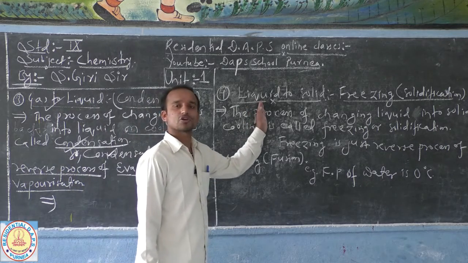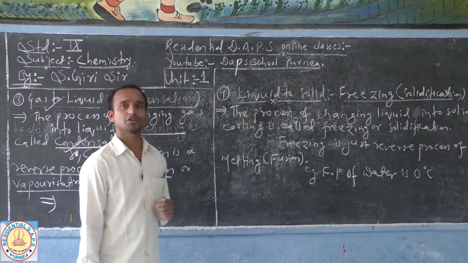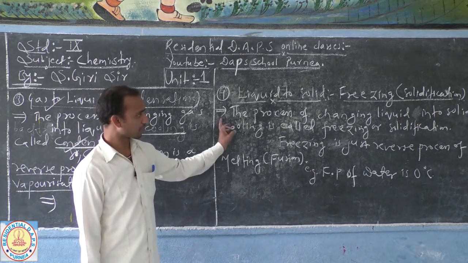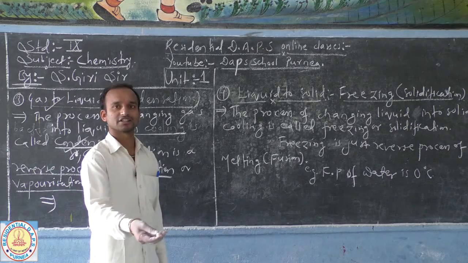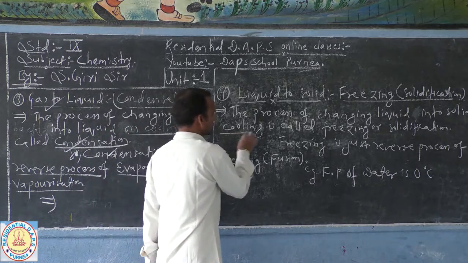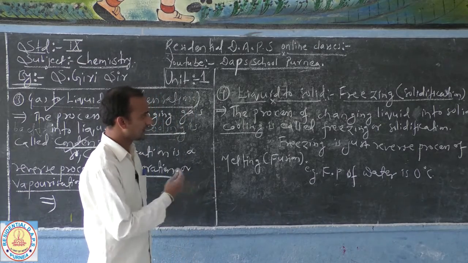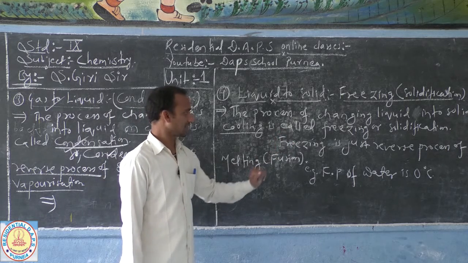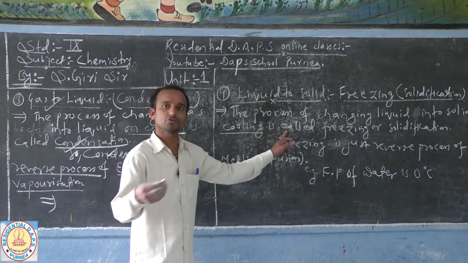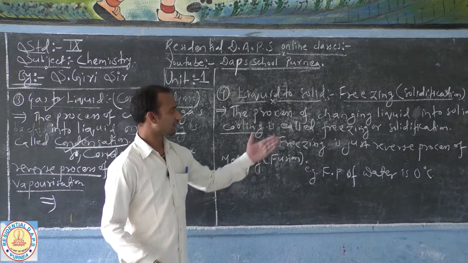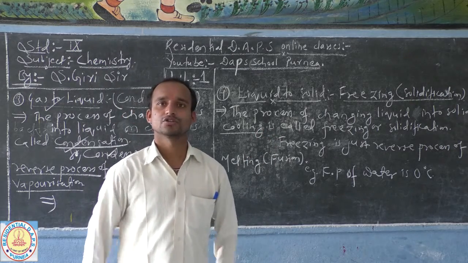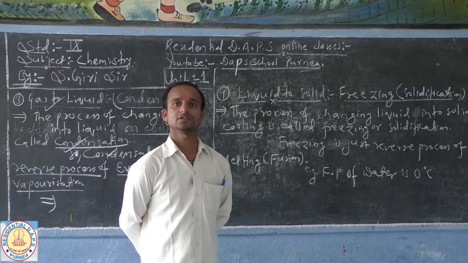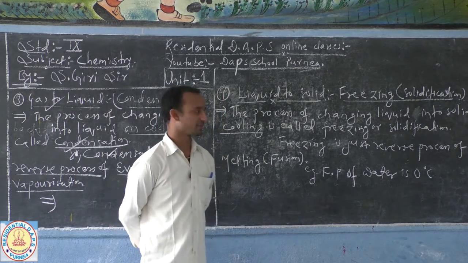Now the next and last topic: how to change liquid back to solid. It is known as freezing or solidification. The process of changing liquid back into solid is on cooling, not heating, because we are in the reverse process. Simply remember, conversion of liquid into solid on cooling is called freezing or solidification. Freezing and solidification mean the same thing.